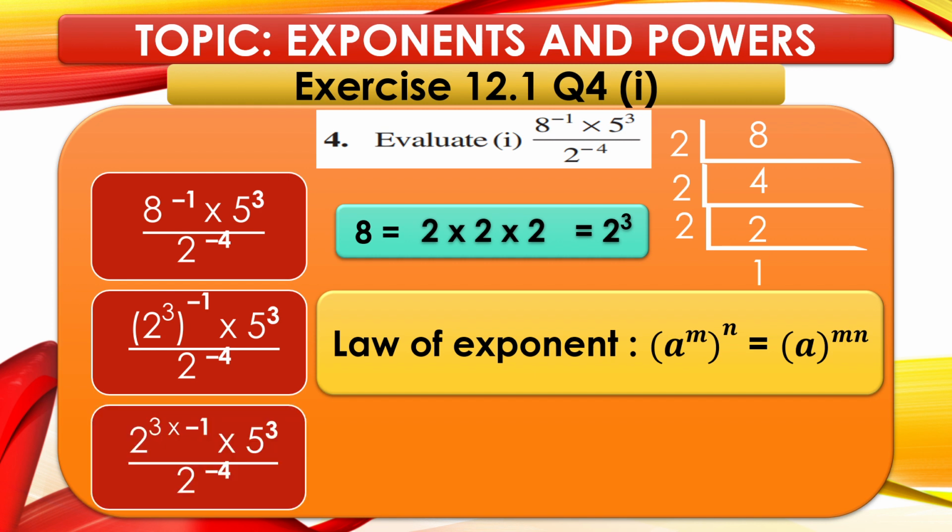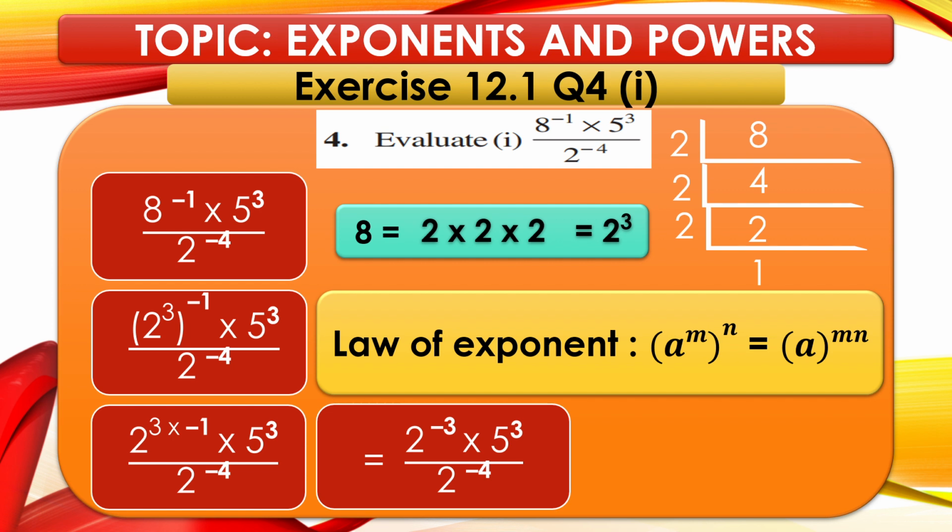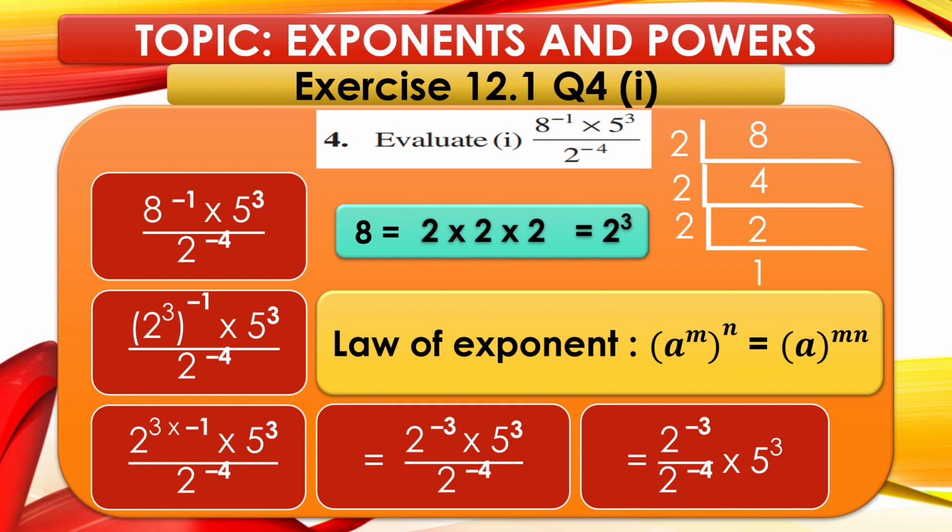So same law, you put it in the expression. 2 to the power of 3 into minus 1. There are two powers, 3 and minus 1. So multiply the powers. Into 5 to the power of 3 divided by 2 to the power of minus 4. So the expression becomes like this now. 2 to the power of minus 3 into 5 to the power of 3 divided by 2 to the power of minus 4. Now we can assemble the similar bases.